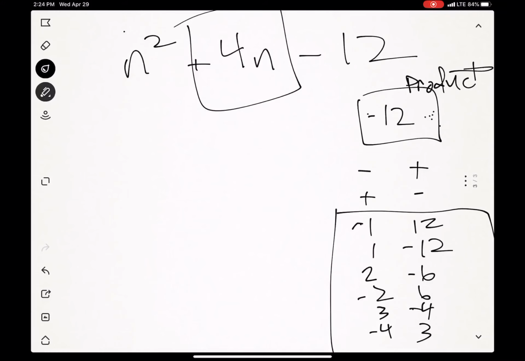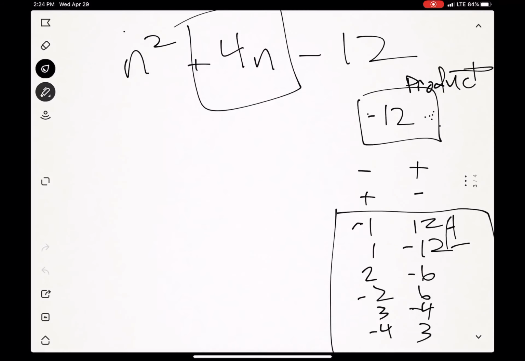So maybe you've already done this. Maybe you've kind of already gone through the math in your head. That would be great. If I add up negative 1 and 12, that equals 11. Okay, and then positive 1 and negative 12 is negative 11. Like I said, it's not drawing very well, but you can see. Negative 11. Okay, we're going to move on.